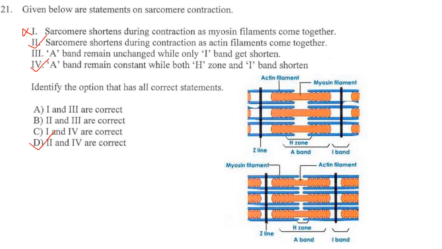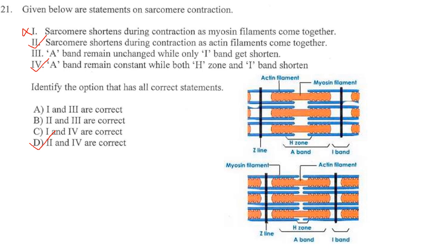Identify the options that have all correct statements. It is not the myosin filament. It is the sarcomere that shortens, as the actin filaments slide past the myosin filaments. So the first statement is not correct. Then, sarcomere shortens due to contraction as actin filaments come together. That is correct. See in the picture, the actin filaments are coming closer to each other. That is why the sarcomere shortens. Statement 2 is right.